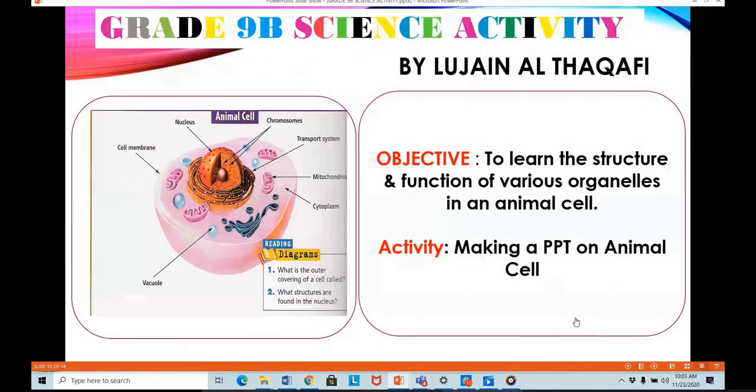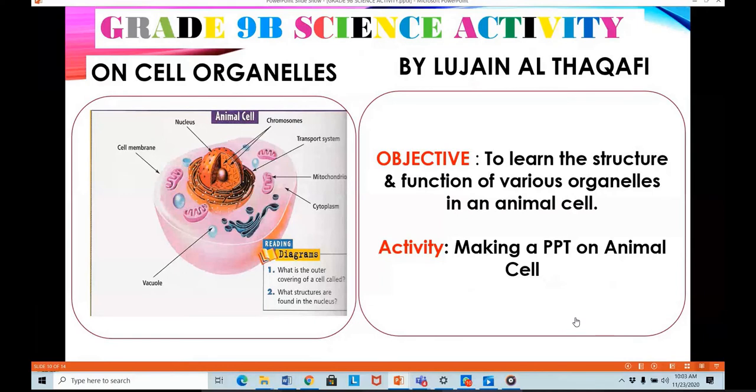Now let's move on to our next presenter, Lujain Al-Thaqafi, who is going to present a science activity on cell organelles. The objective is to learn the structure and function of various organelles in an animal cell, and the activity is making a video on the cell organelles, which I'm going to play right now.